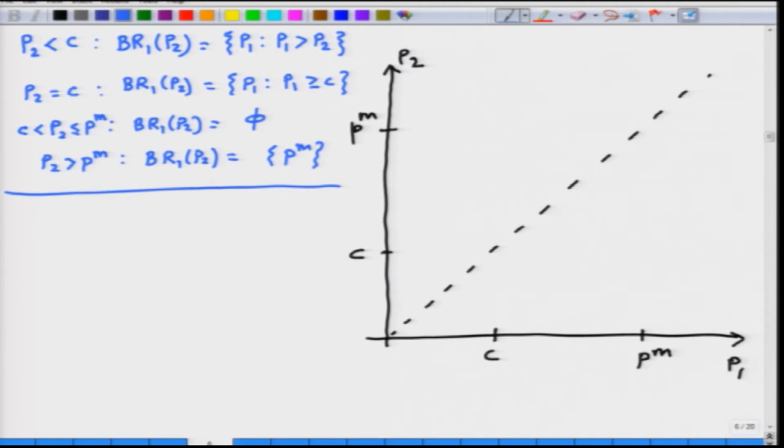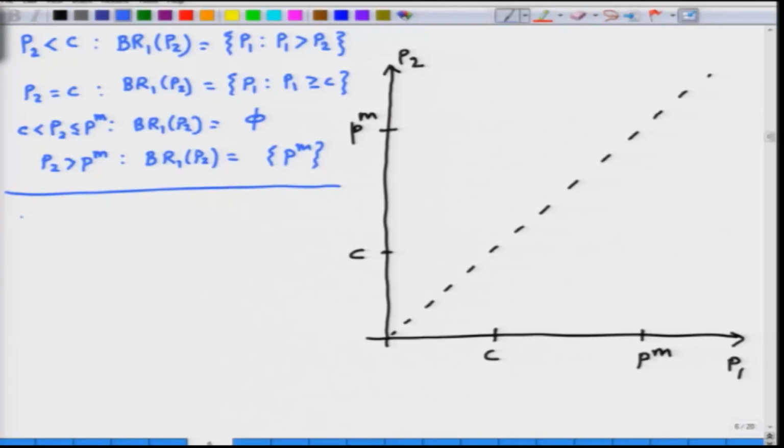We will ask, for different possible choices of firm 1's price, for different possible choices of P1, what is the best response for firm 2. If P1 was less than C, the best response for firm 2 is to choose a price which is strictly larger than firm 1's price, because this way I am guaranteed that I will not sell anything and my profits are going to be 0.